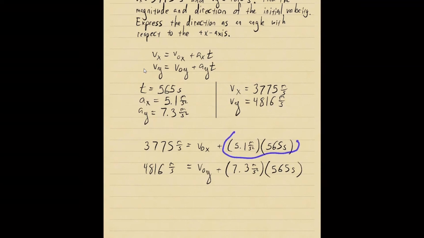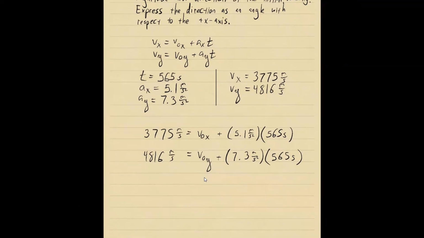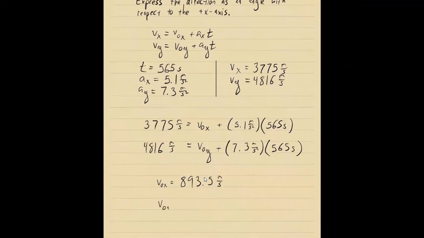Now, if I subtract this term off from both sides, we get the x component by itself. And for this equation, if I subtract this term off from both sides, I get the y equation by itself. So when you do that, you get the initial velocity in the x direction is 893.5 meters per second. And for the initial velocity vector's y component, it's going to be equal to 691.5 meters per second.